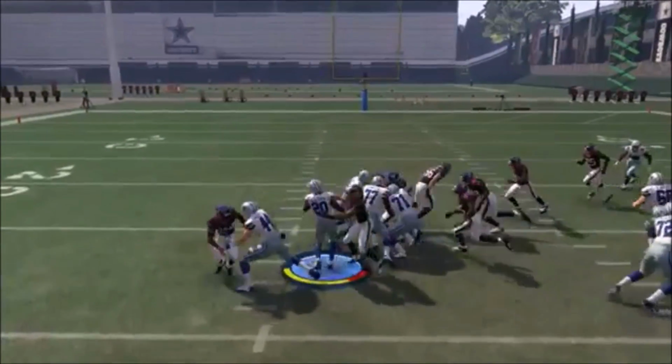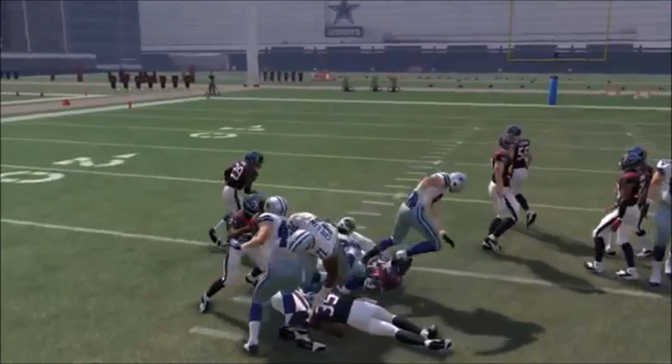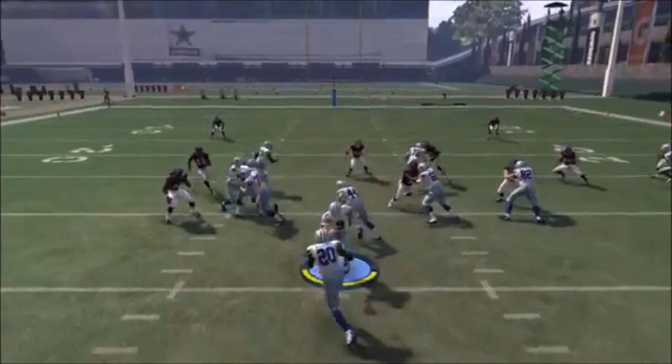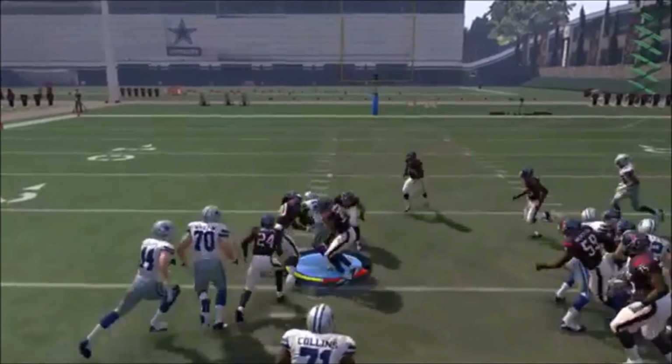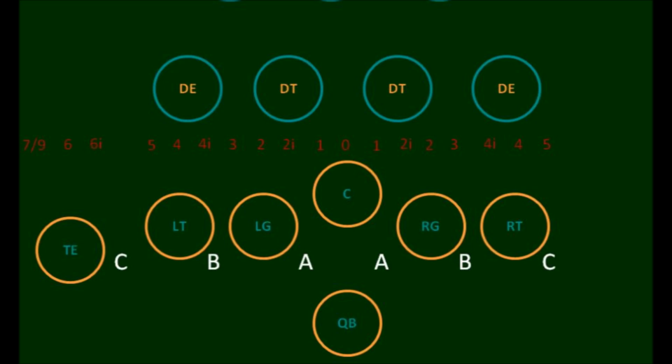Now the running back is basically told to read the alphabet, reading the play side A to B to C to D gaps for the running lane. So when you are running Power O, you should first look to the A gap to see if that's available to you, then go into the B gap, then the C gap, and the D gap to see if that's available to you. So you should be going inside out to find your hole.